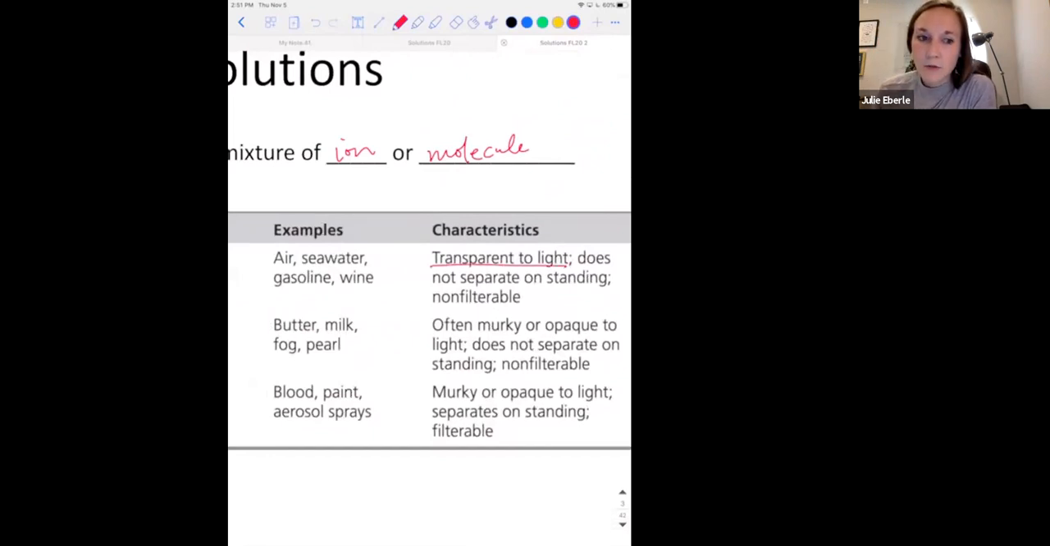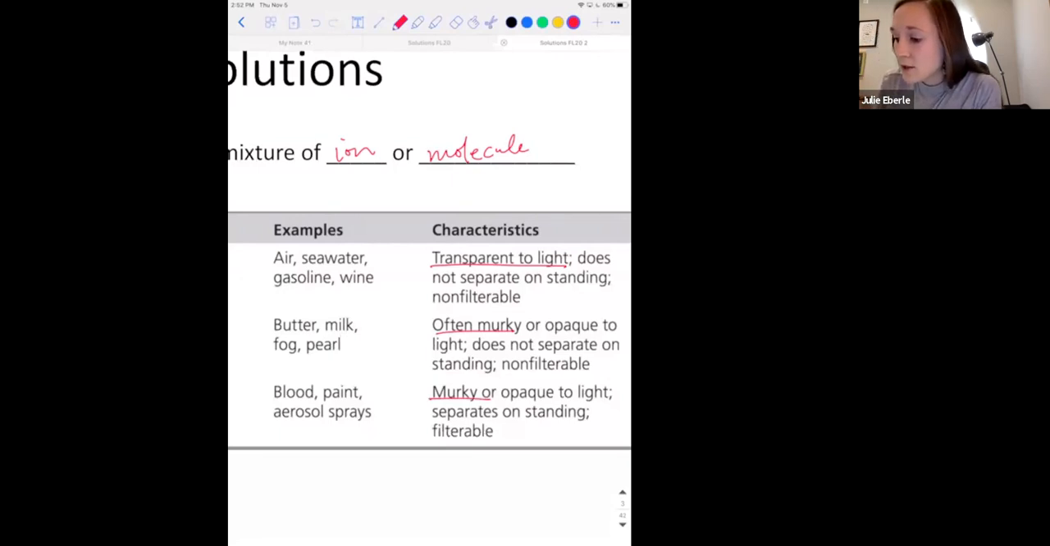So what does transparent mean? Transparent does not mean colorless. It could be clear or it could have a color, but what is a transparent solution? What does it mean if it's transparent? See-through, Sarah said see-through, you can see through it. It's clear in the sense that it's not murky, which is kind of what it says down here on colloids and on heterogeneous solutions. They're murky. You can't see through them. They're cloudy. Okay.